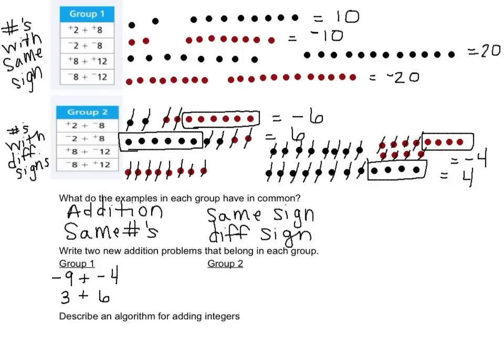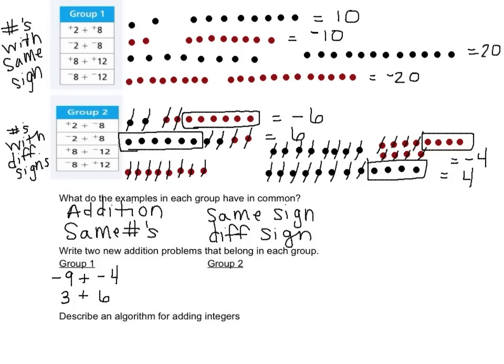Alright, I wrote down -4 plus -9. That fits with group 1 because they both have the same sign. It just happens to be negative. My second example was 3 plus 6. That fits with group 1 because they both have the same sign, and in that case, they're both positive.